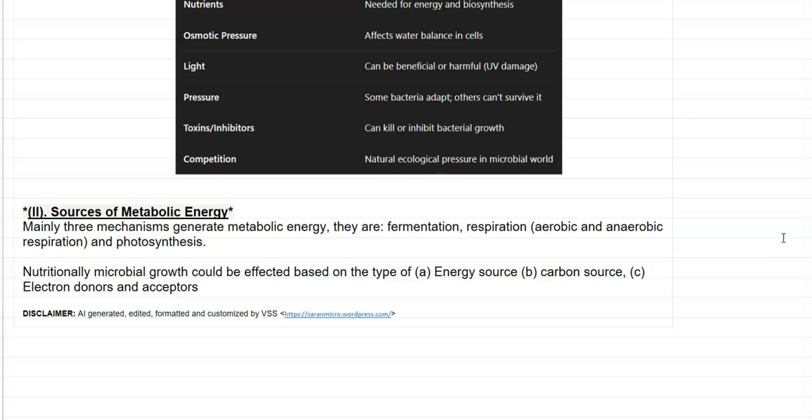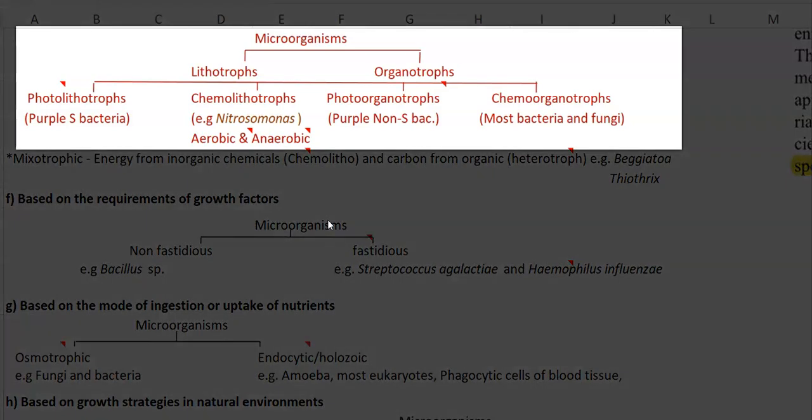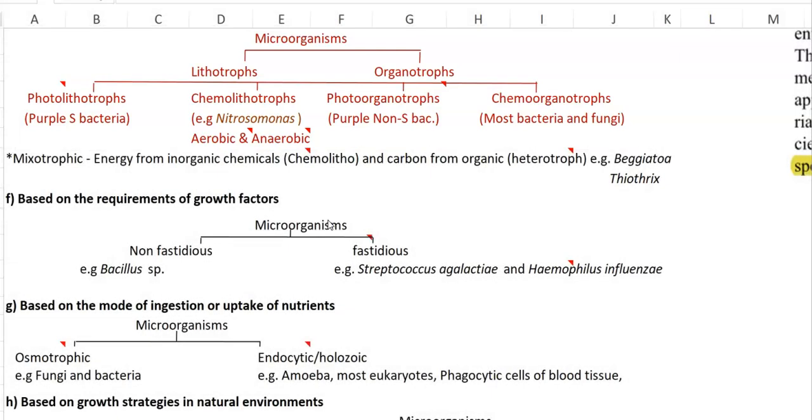The third one is electron donors and acceptors. Which molecules serve as electron donors in the system, and which accept the electrons finally in the respiratory pathway? Based on the combination of energy, carbon source and electron donor, they can be broadly classified into four groups. They are photolithotrophs, for example purple sulfur bacteria; chemolithotrophs, for example Nitrosomonas; photoorganotrophs, for example purple non-sulfur bacteria such as Rhodospirillum; and chemoorganotrophs, which involve various groups of bacteria and fungi.